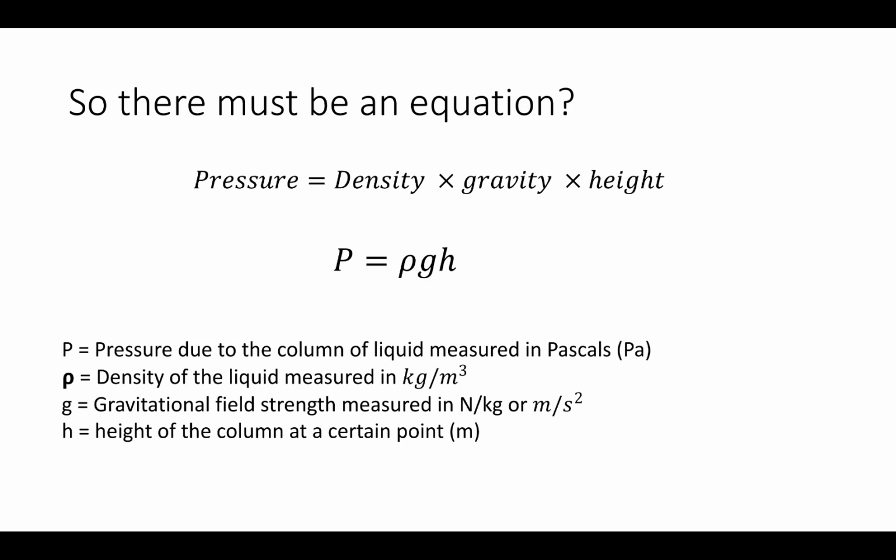If you want to write the equation and get the units: pressure due to the column of liquid is measured in pascals, which is Pa. Density of the liquid is in kilograms per cubic meter. Gravitational field strength is measured in newtons per kilogram or meters per second squared, and you've got to remember on Earth the value is 9.8. I'll just write that down in case you've forgotten: 9.8 meters per second squared or newtons per kilogram. And height of the column at a certain point is measured in meters. So if you're ready to move on.